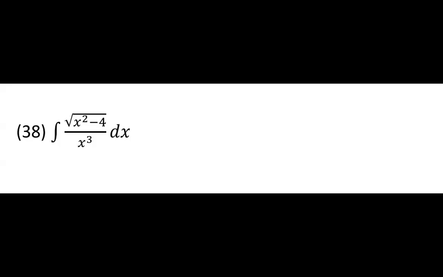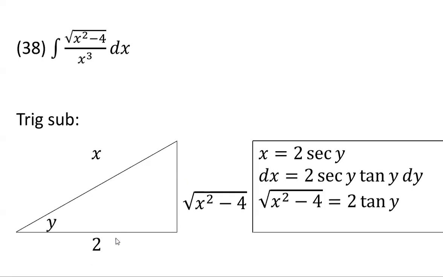So number 38, integral of square root of x squared minus 4 over x cubed dx. So immediately I see a something squared minus something squared, so we can do a trig sub. Okay, so we set up a triangle like this. There's a right angle over here, by the way.